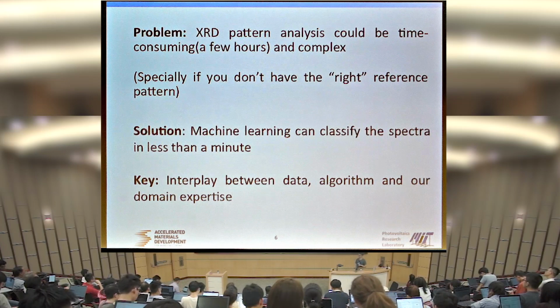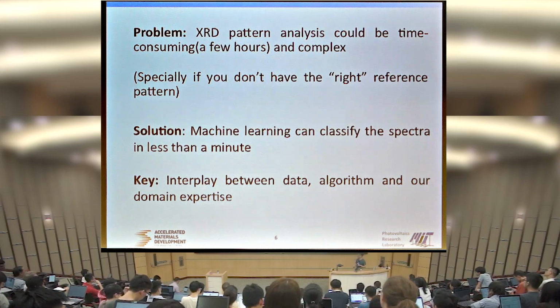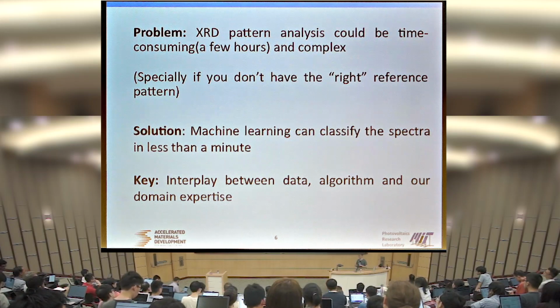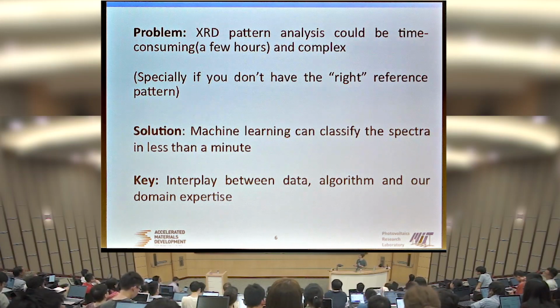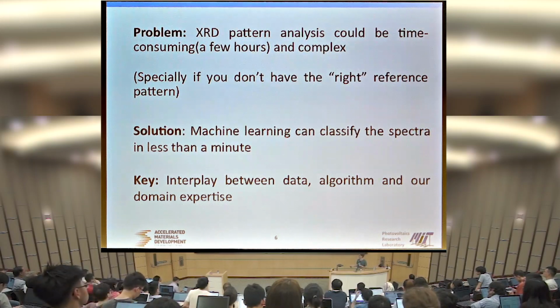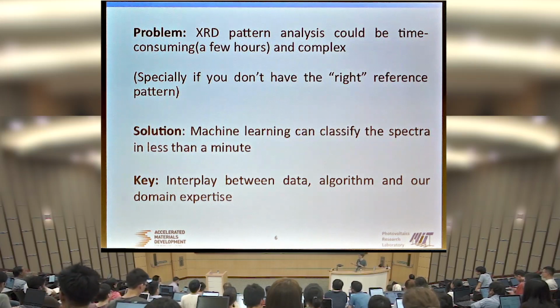So how do we solve this? We can do it by taking the human elements out. Since this is repetitive work, a classical pattern recognition problem, we can use machine learning to do the classification. Because the machine is fast, we can do this in less than a minute.